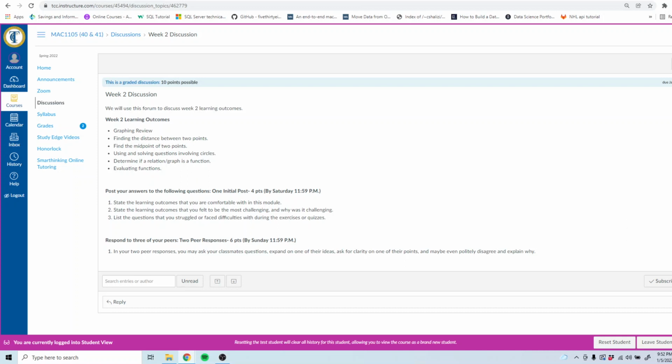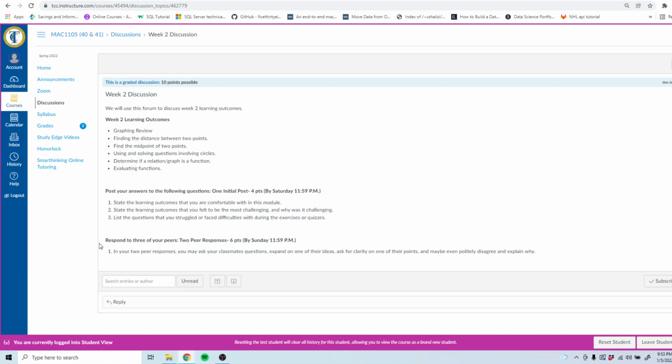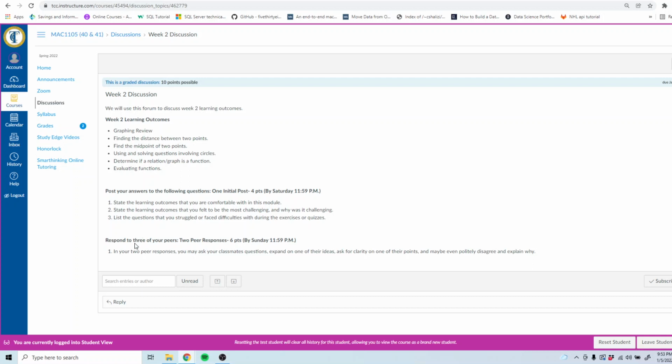And then all you really have to do is follow this setup for your initial post. They're all the same, and then respond to 2 of your peers. That should say 2, not 3, so I apologize. 2 peer responses, they're worth 3 points each. Someone's going to write their little post about what they think. And then you can respond, say, hey, I thought that this one was actually easy. This is what I did. I thought this was hard too.